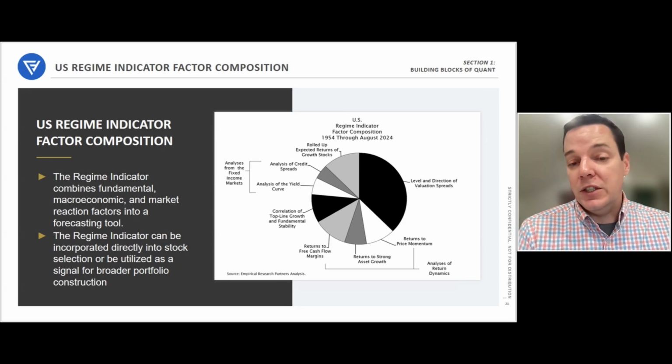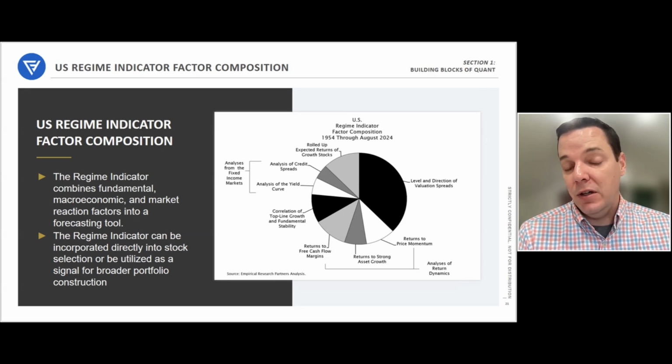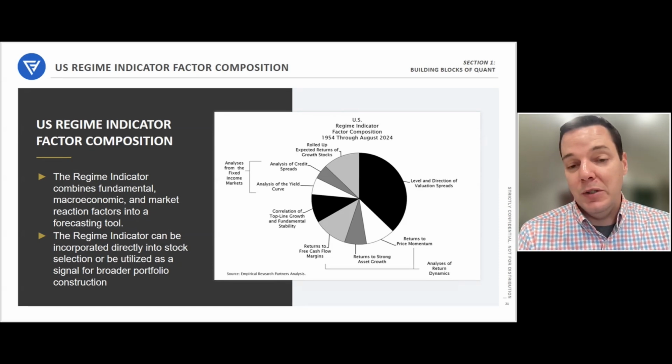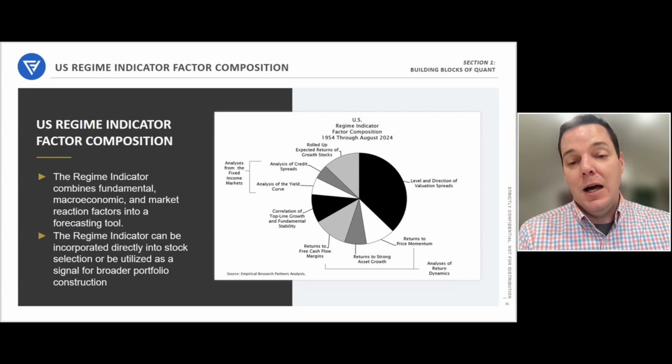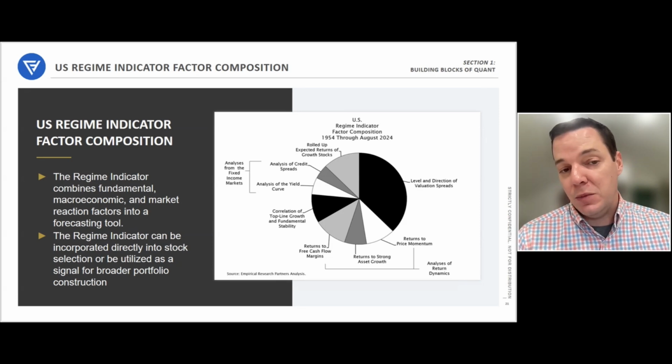We also look at the correlation of top line growth and fundamental stability. When those two metrics are kind of working in unison, that tends to be at the tail end of a market cycle because you have some people that are still betting on growth to continue, and you have some people that are kind of putting on their helmets and ready for the market to roll over. That's a signal that we found to be really useful. And we do have a couple of fixed income factors in here as well, looking at the shape of yield curves and analyzing credit spreads.